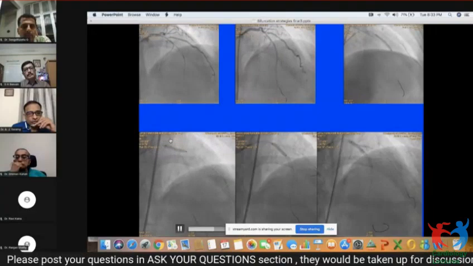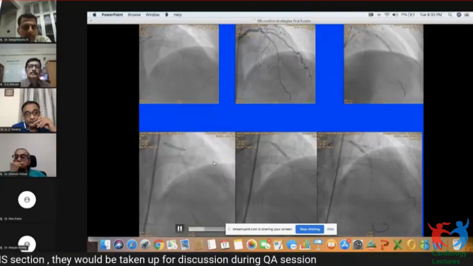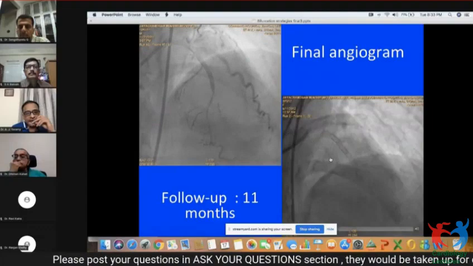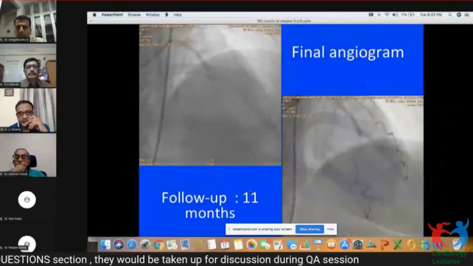The size of these two vessels is almost the same. So this is a 3.5. Then this is crossed with a single balloon. Then the second stent, the final kiss. For want of time, I haven't shown all the images. This is the final angiogram, and this is the follow-up of the patient after 11 months. You can see that the distal vessel has grown as well.